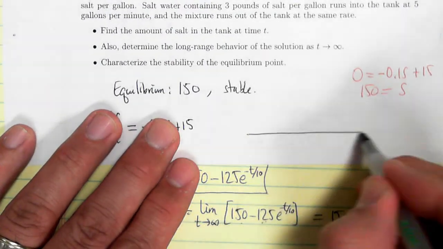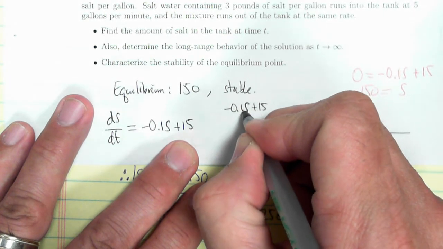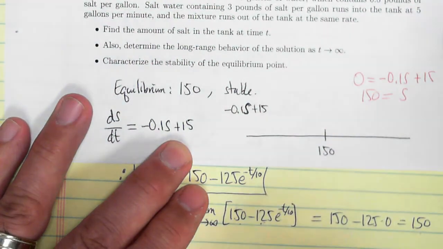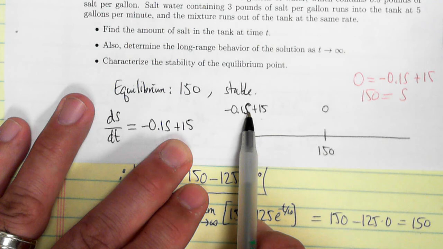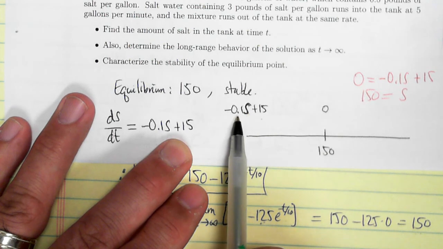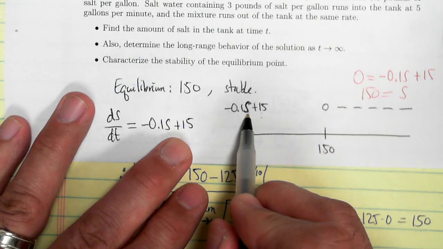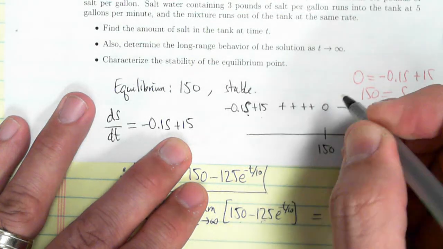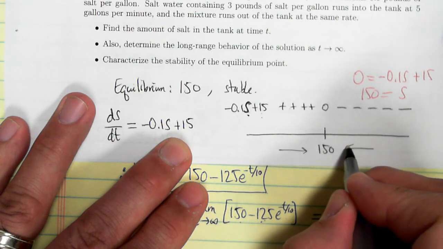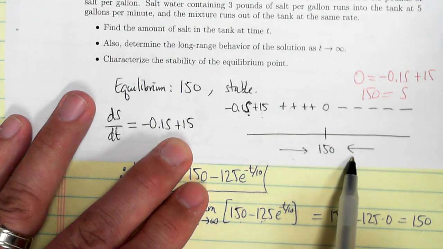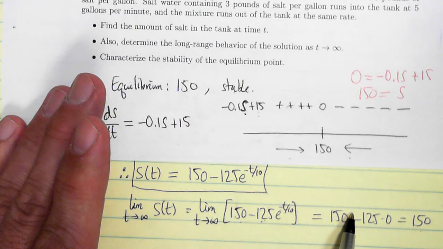So let's draw our chart. 150, negative 0.1s plus 15. If I plug in 150, I get 0. If I plug in a number that's bigger than 150, something bigger than 150 times negative 0.1 plus 15 will turn out to be negative. If I plug in something that's smaller than 150, I get something that's positive. And so the derivative is increasing to the left of 150, and it's decreasing to the right of 150. And so from the picture, I can see that this is going to be a stable equilibrium without actually having to do the calculation.